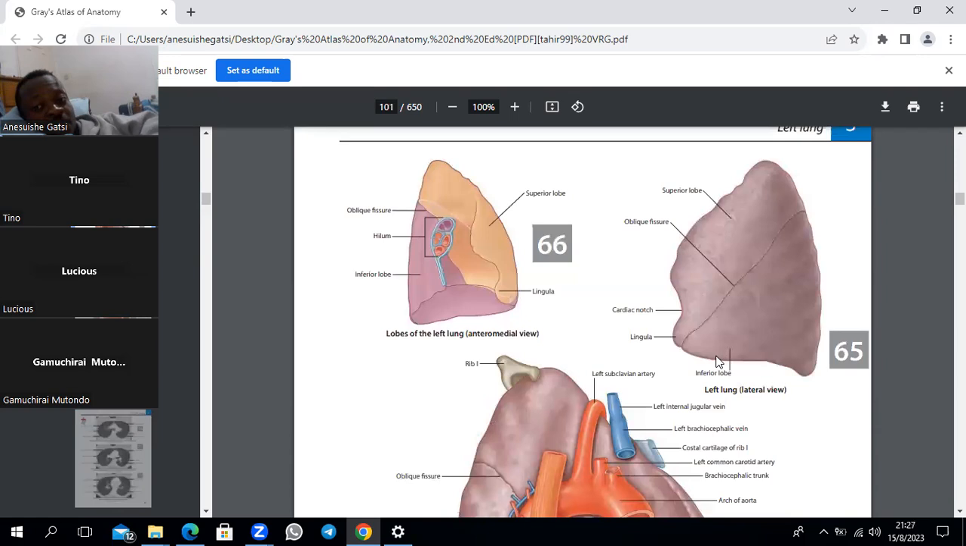Okay. Then if you look at this left lung here, this is the upper lobe, this is the lower lobe. On the upper lobe, there's a tongue-shaped region here, and that's the lingula. Then there's a depression on that upper part. That depression here is called the cardiac notch as a result of the heart, which is in close proximity.